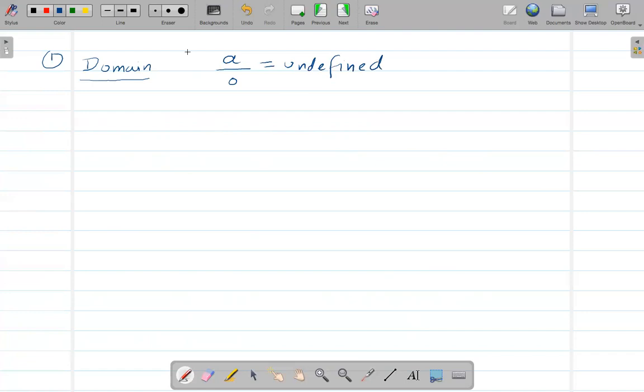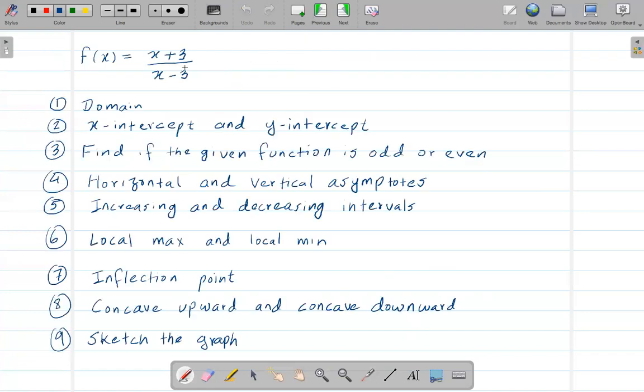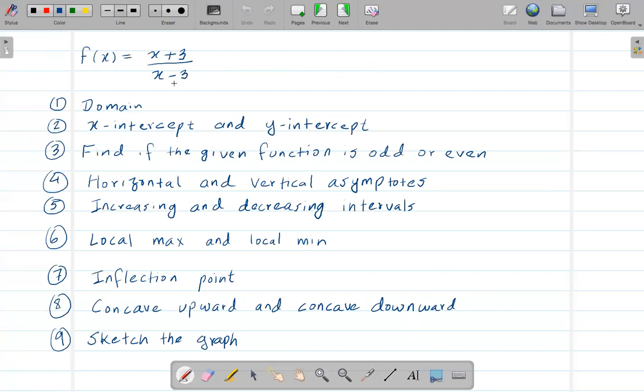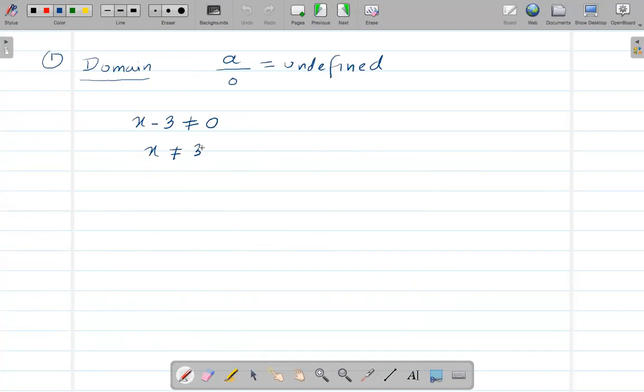So to make this function defined, or to make this function exist, to find the domain of this function, wait, it's x minus 3. What we're going to do is look at the denominator. Since the denominator cannot be 0, we say this is not equal to 0, because everything we have in the denominator is x minus 3. When you move this to the other side, x is not equal to positive 3. So with this function, the domain of the function is everything except 3. It's just that 3 is not possible.